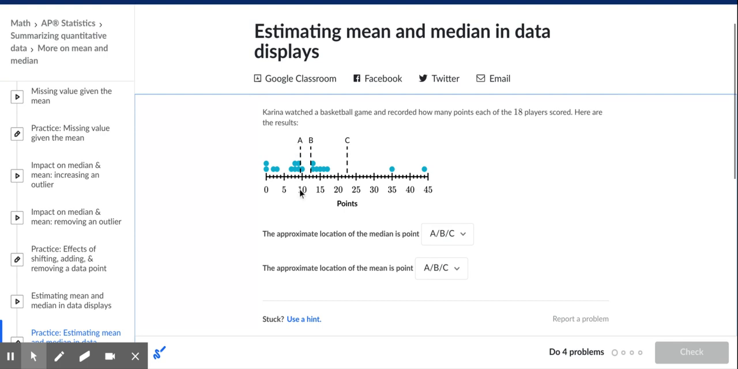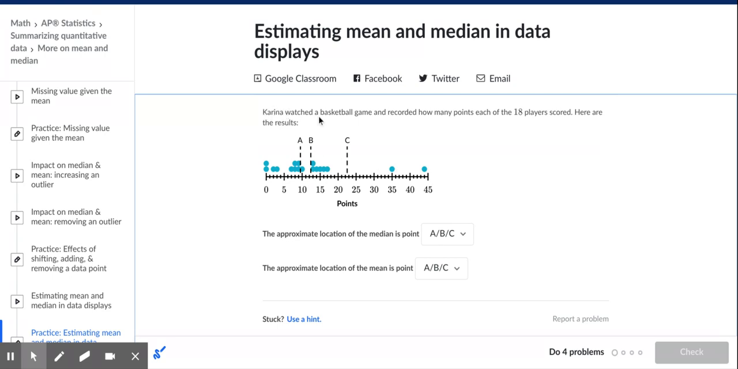So we know what the mean is. We talked about that. That's the average. What is the median? The median is the middle number. So let's just look at this histogram and see if we can figure it out.